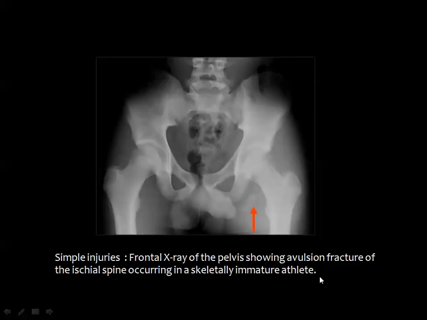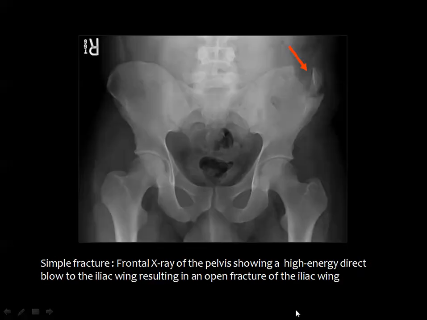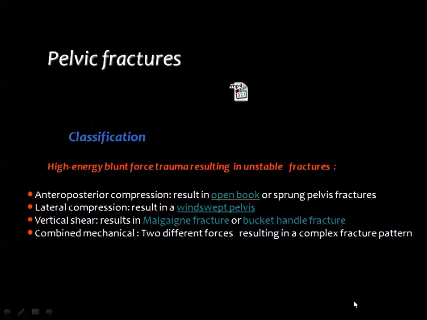Then the low energy simple fractures may include acetabular fractures, pubic rami fractures, iliac wing fracture, and this is an example of a simple fracture involving the ischium on the left side, and this is also an example of a simple fracture affecting the iliac bone on the left side.